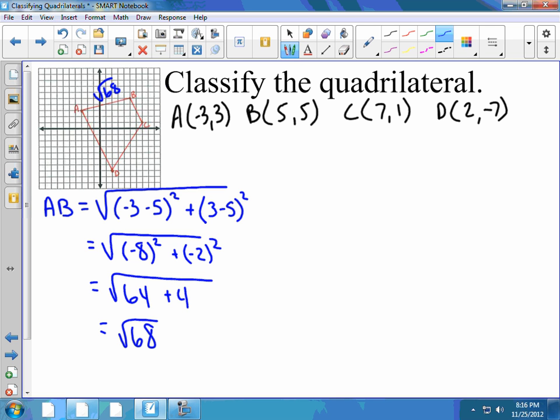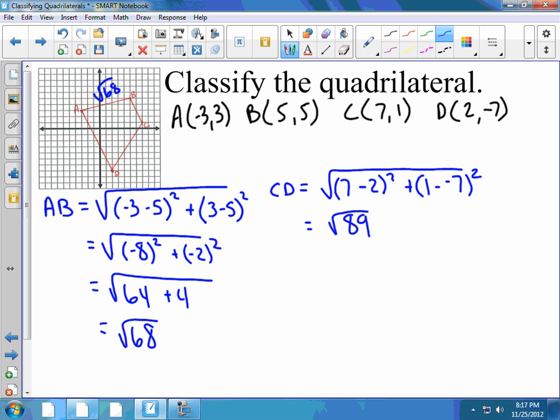The next thing now, I try to figure out the opposite side. So that's going to be CD. The distance from C to D is 7 subtract 2 plus 1 subtract -7. And when we work that out, I'm going to use the calculator here. I end up with the square root of 89. So again, mark it on your picture.